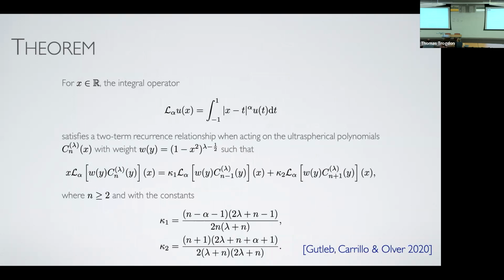So that tells us a left-sided recurrence relationship. We also have a right-sided integral recurrence relationship, and it turns out you can put these two together to get a recurrence relationship for these power law kernels applied to weighted ultraspherical polynomials with any parameter. So this is true for any alpha, any lambda, with some nice simple rational formulas.